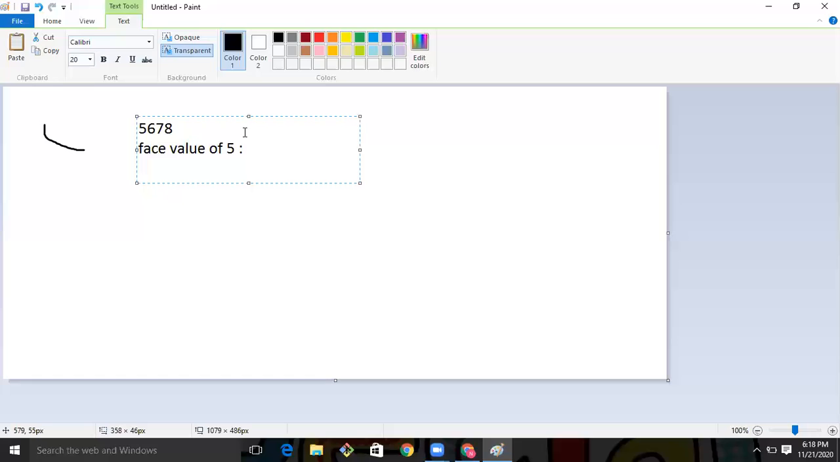Now, children, tell me what is the face value of 5? The face value is just the same value, that is nothing but 5. Now we need to understand the place value. It is very important to understand place value, right?